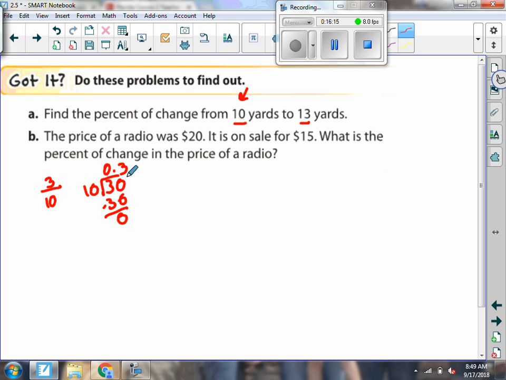So now I need to change this to a percent. So I have to move my decimal 2 places to the right. That's the same thing as multiplying by 100. So I've got to add a 0. So my answer for A is going to be a 30%. Did it increase or decrease? Started at 10 and went to 13, so it's an increase. So 30% increase.